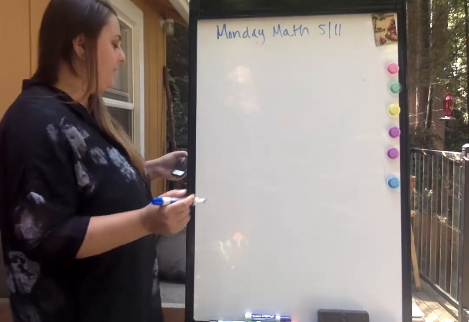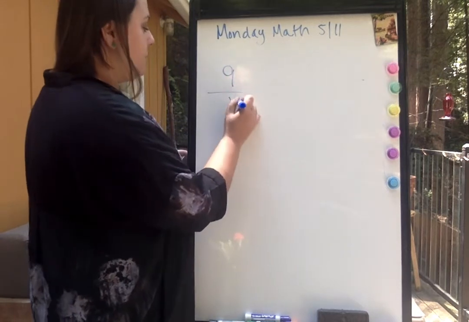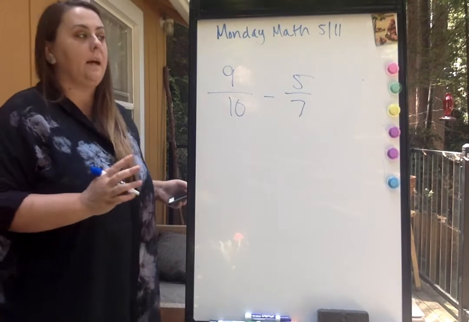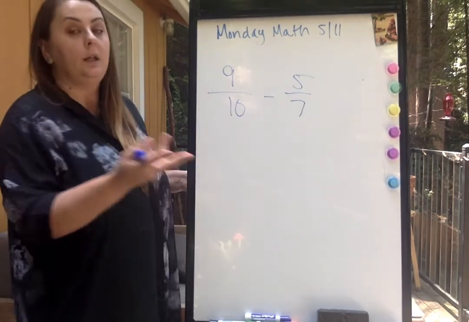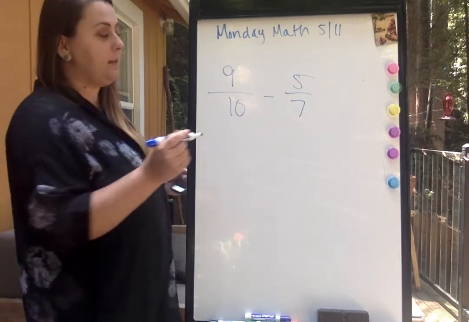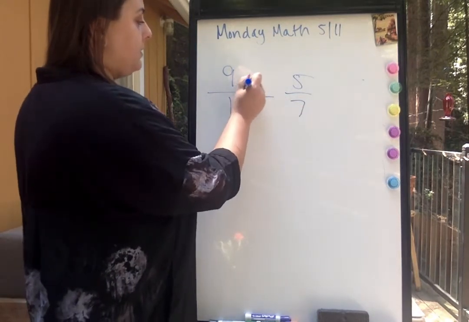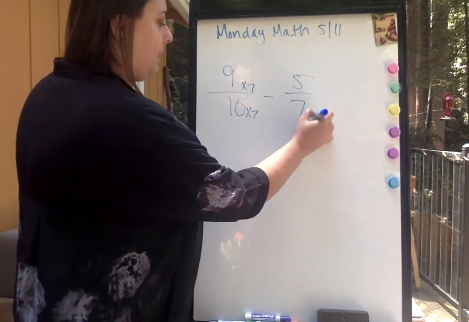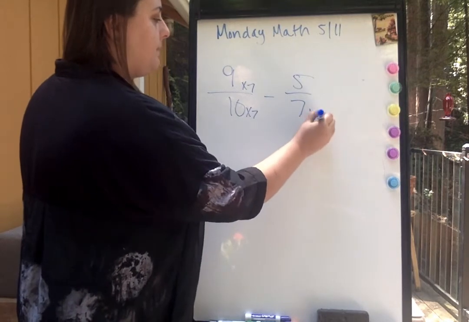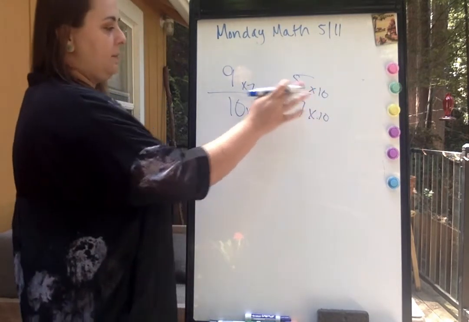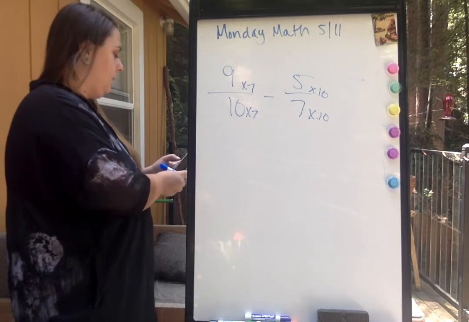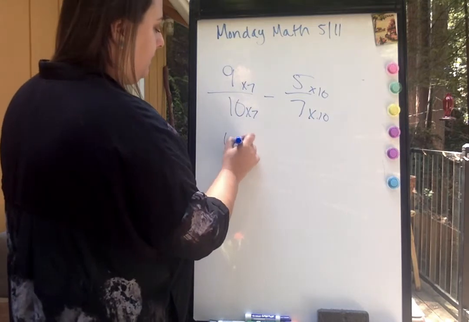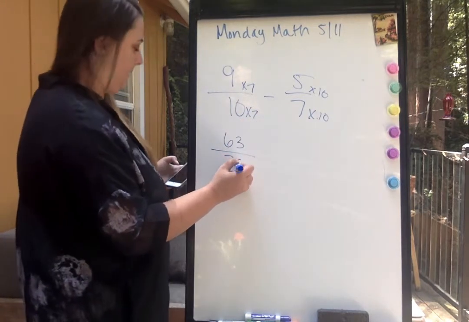Okay, now we're going to find the difference, which is subtraction. Okay. Now, you're going to have to find a common denominator. Easiest thing always to do, you might have to reduce at the end, is just multiply it by the reciprocal. So 10 times 7, whatever we do to the bottom, we do to the top. And then, 7 times 10. Whatever we do to the bottom, we do to the top. 9 times 7 is 63. 10 times 7 is 70.